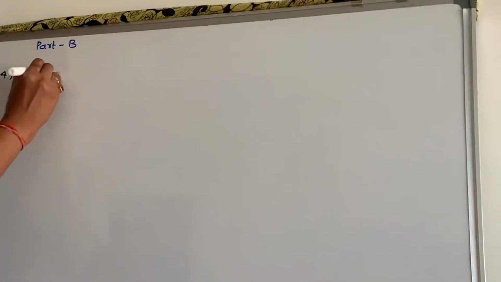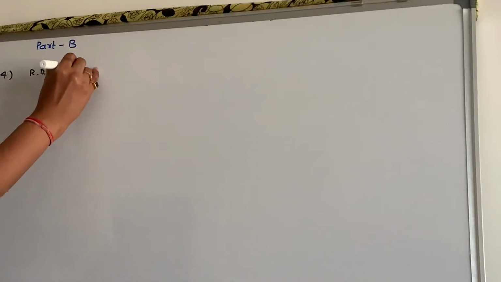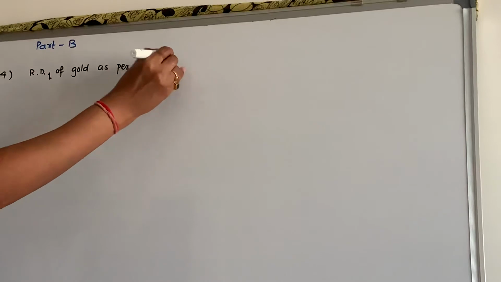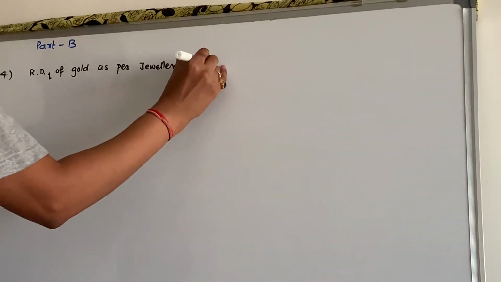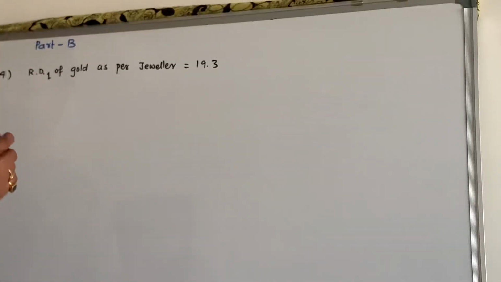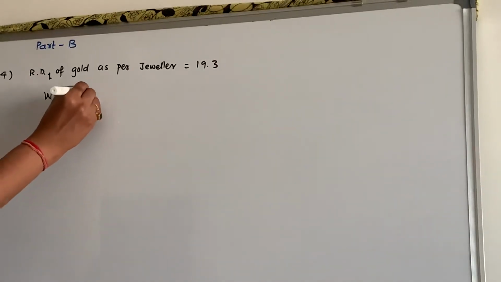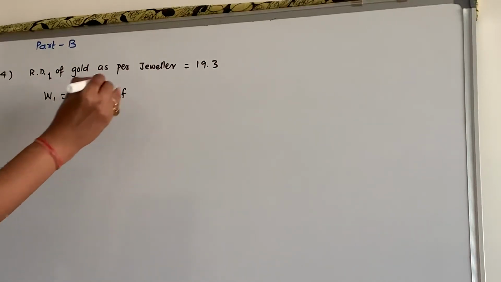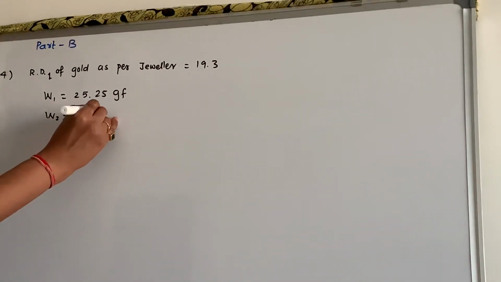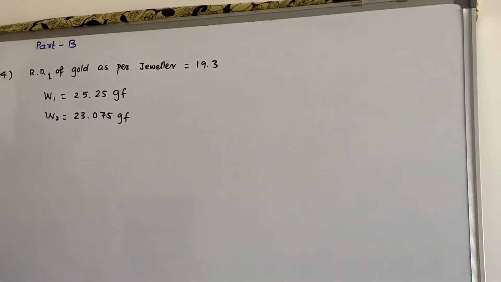So I will write here RD1 of gold as per jeweler, because jeweler claims that my jewelry is of 19.3, that is the relative density of that pure gold. Now he sells a bangle weighing 25.25 gf, that is weight in air is 25.25 gf. This is weight of bangle in air. The clever customer weighs the bangle when immersed in water and finds its weight. Its weight in water is 23.075 gf. This is weight in water.